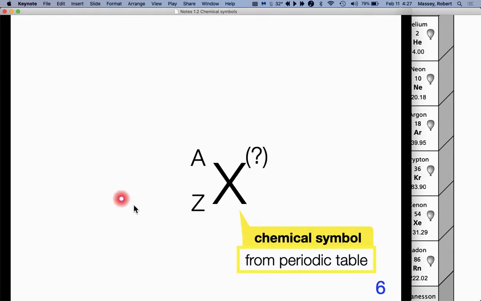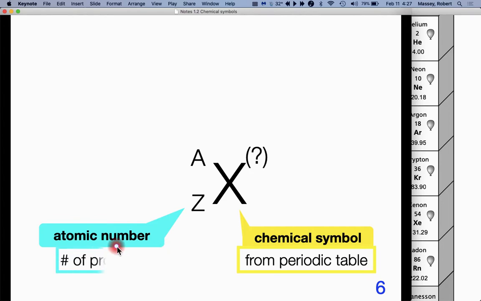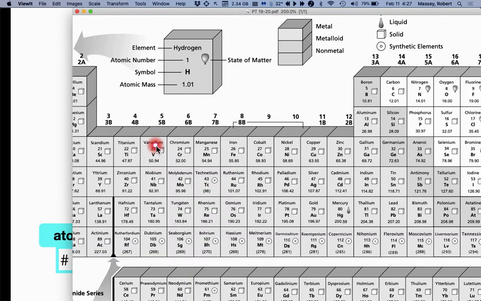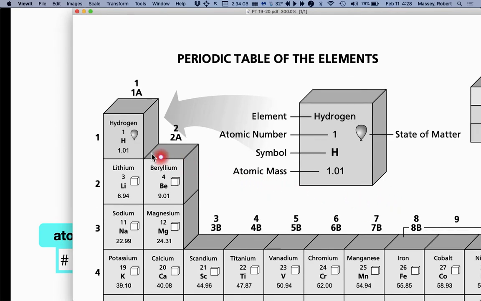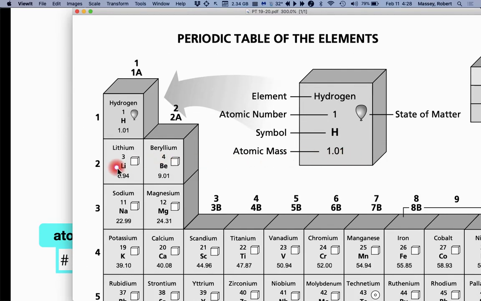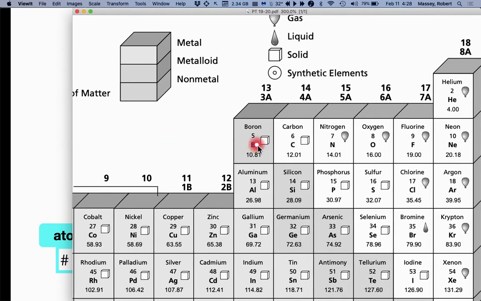The atomic number is given the generic symbol Z, and it stands for the number of protons. Now, the periodic table is arranged by atomic number. So if we start in the upper left, atomic number 1 is hydrogen. Atomic number 2, way over here, is helium. And then atomic number 3 is lithium, beryllium, etc. So it goes by row, just ever increasing, 1 proton more, 1 proton more.